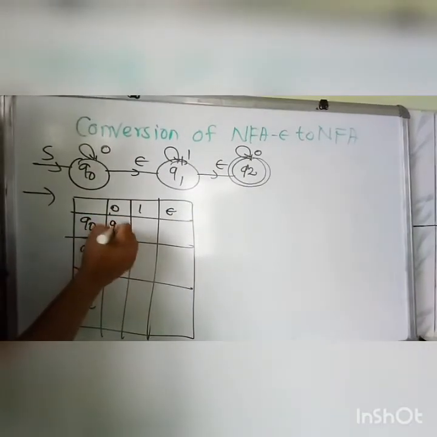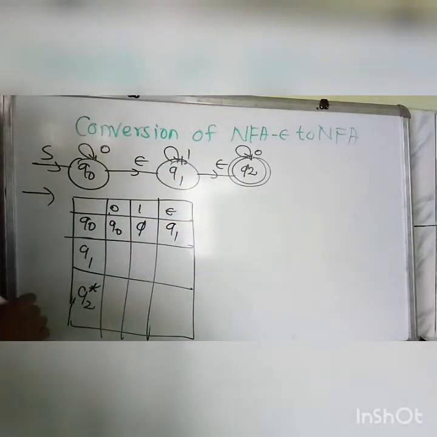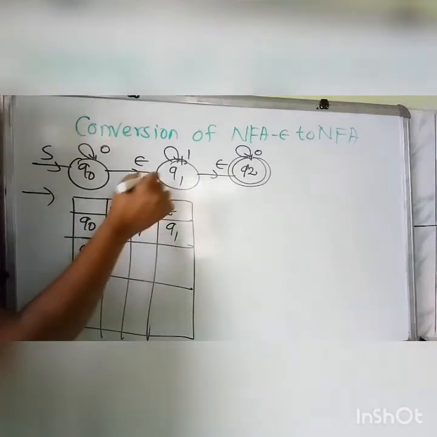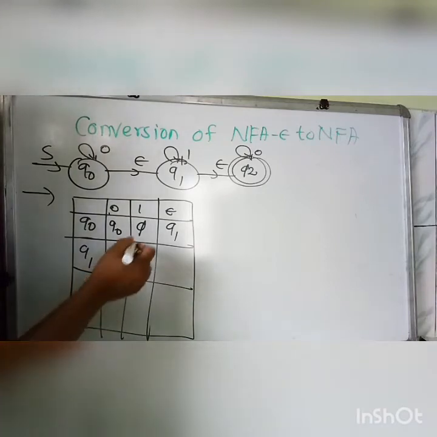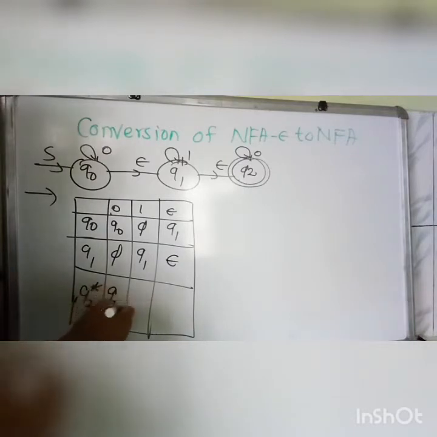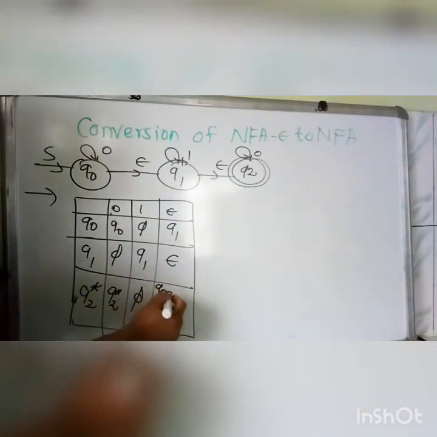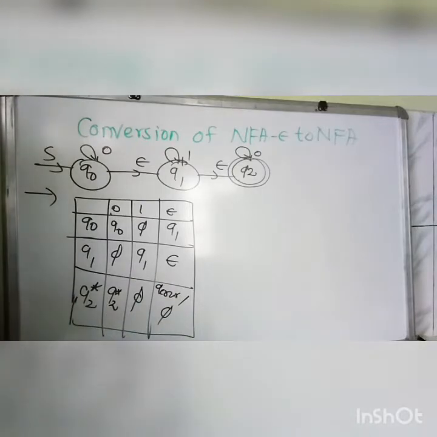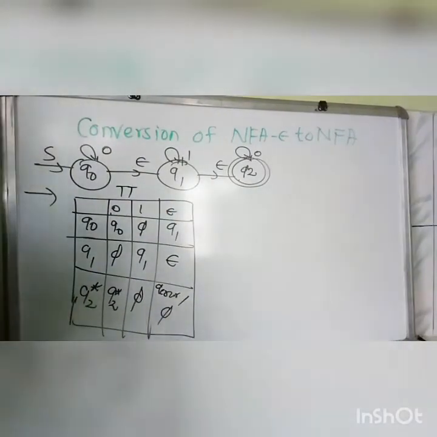For Q0 and 0, it is Q0, for 1 it is phi and for epsilon it is Q1. Next, for Q1 on 0 it is phi, for 1 it is Q1 and for epsilon it is connected to Q2. Next, for Q2, for 0 it has itself as the output, for 1 it does not have anything, and for epsilon it will not connect further, so you can take here the Q error or the phi also. So this is the transition table for this NFA epsilon.